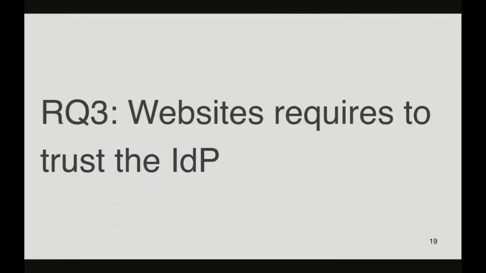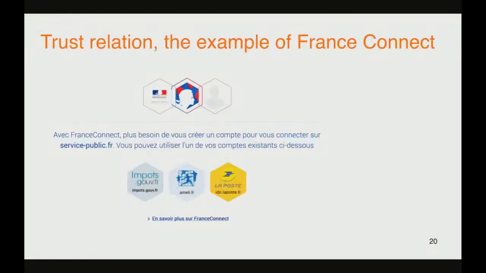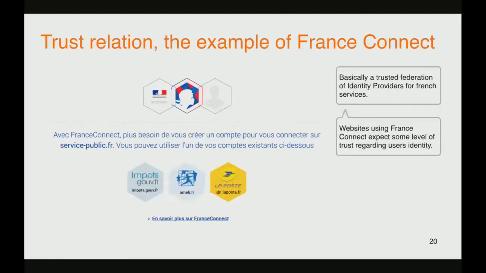And finally, do websites require trust from their IDPs? We have an example, for instance, France Connect, which is kind of a trusted federation in an identity provider for French services. And basically, the bottom line is that the website that would use France Connect expect some level of trust regarding the user identity. And so this website will not be able to use any identity providers.